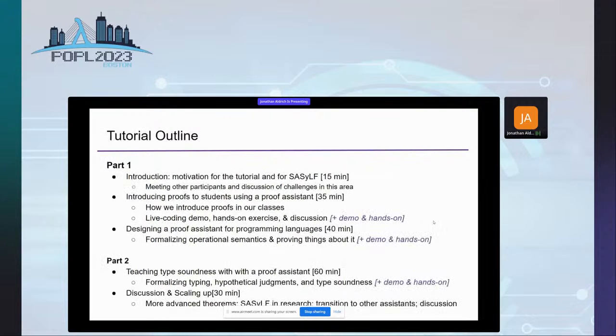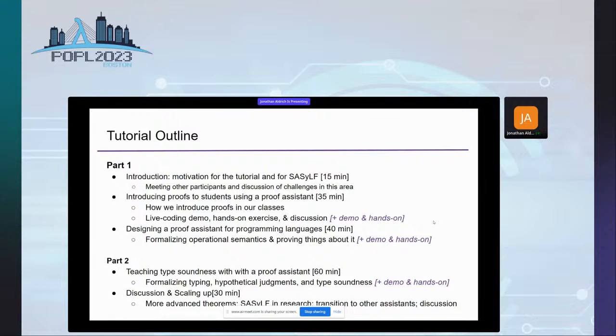All right, and that's basically the outline. So we're mostly at the end of 15 minutes, but I wanted to have a little discussion in this area. And then we'll talk about how we introduce proofs to students using proof assistants, both in our classes, and then we'll do a live demo and a hands-on exercise. And then we'll extend to how to model operational semantics and proofs about it in a programming language.